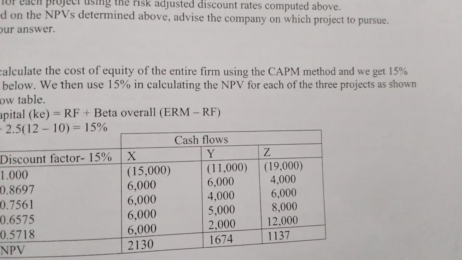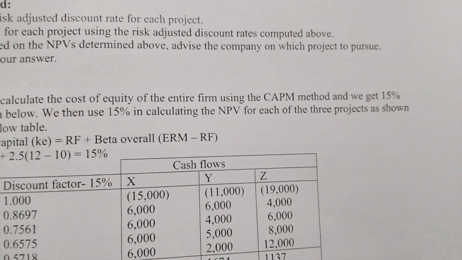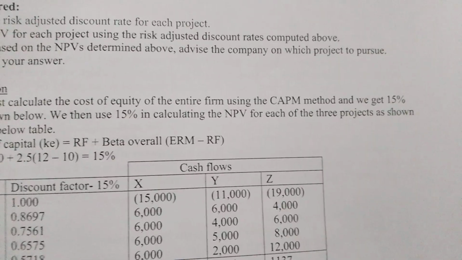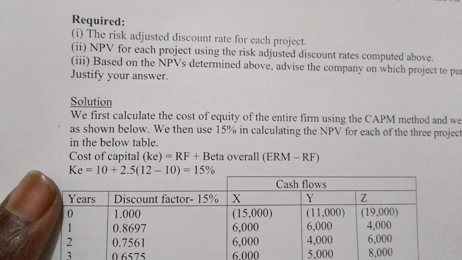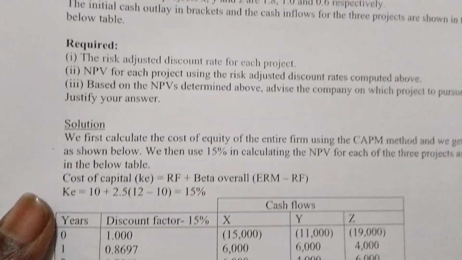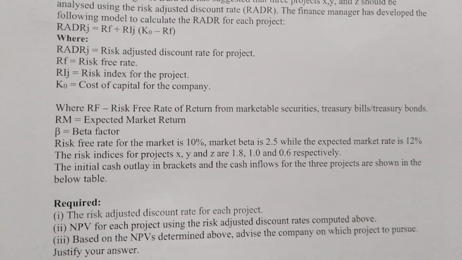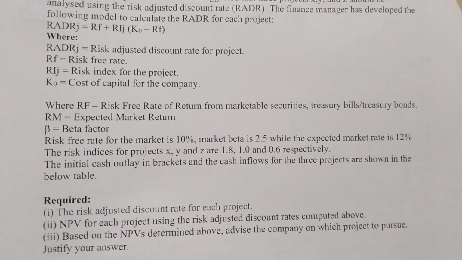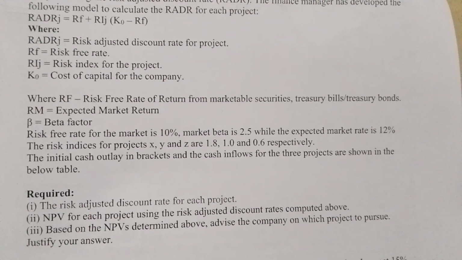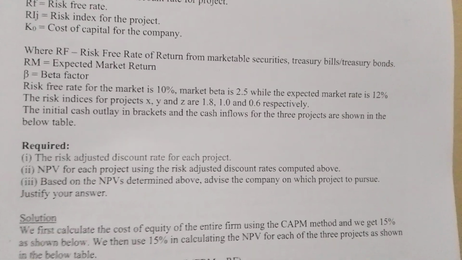and Z. For X, 15,000. For Y, 11,000. For Z, 19,000. Those are the cash outflows because you can see they are occurring in year 0. So you're saying that the initial cash outlay in brackets and the cash inflows for the 3 projects are shown in the below table.